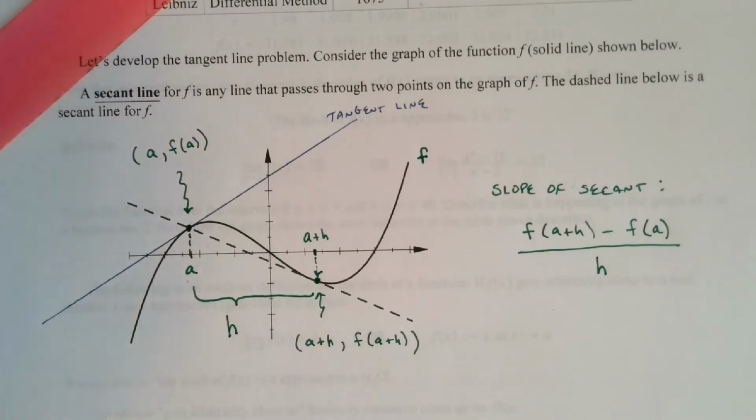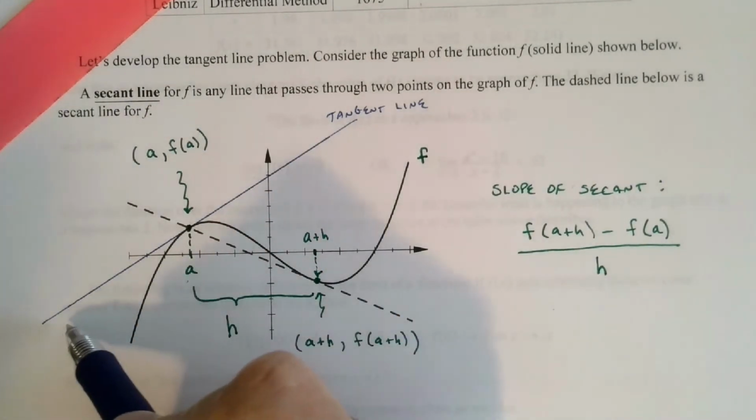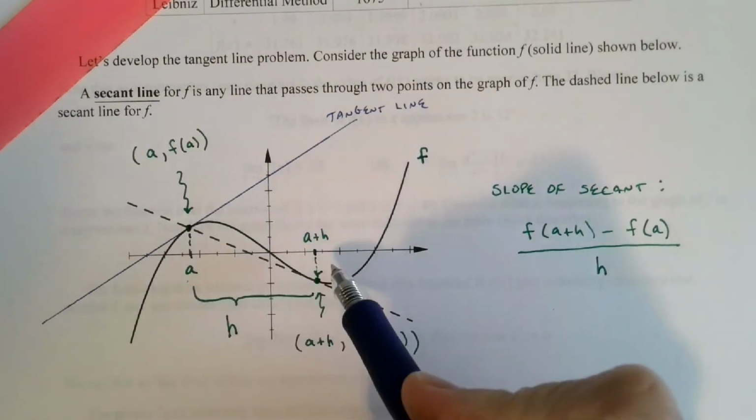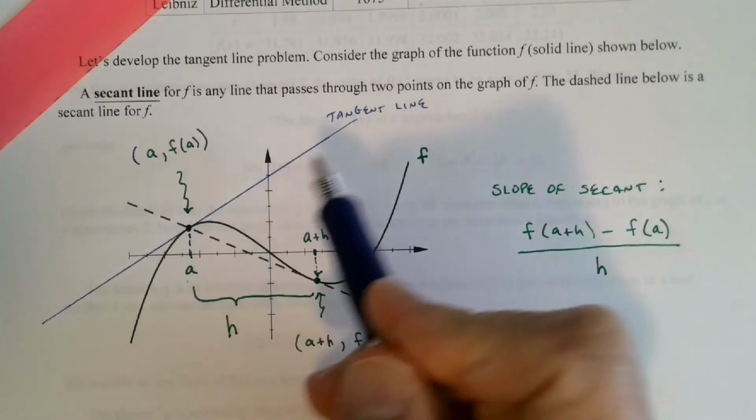Graphically, though, how can we estimate this? How can we find the slope of the tangent line? I only have one point, right? I don't have another point. I can't find another point here.